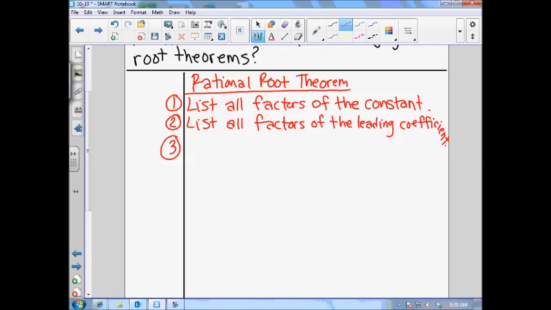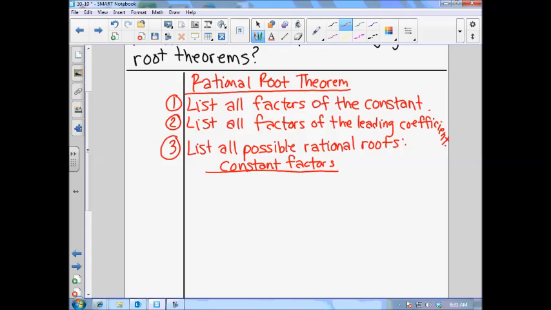Okay, after we have our list of factors, we're then going to combine these and list all possible rational roots by combining these as a fraction. A rational is anything that can be written as a fraction. So our numerator in the fraction is going to be the constant factors. The denominator of the fraction will be the leading coefficient factors. Okay.